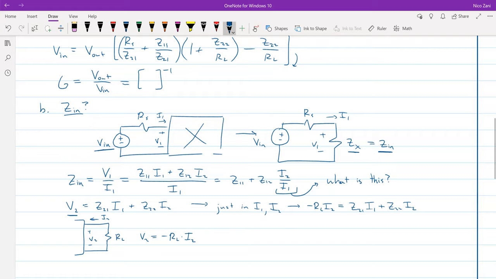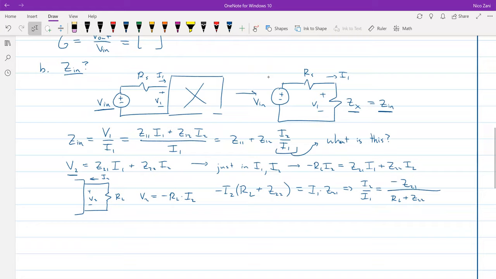With some quick manipulation, you can then, let me make sure I did that right. That does look wrong. Nope, never mind. So with some quick manipulation, you can then find I2 over I1 by subtracting this to the other side and just doing the algebra. So I'm going to do an intermediary step. We have negative I2 times RL plus Z22 is equal to I1 times Z21. So this means that I2 over I1 is equal to negative Z21 over RL plus Z22.